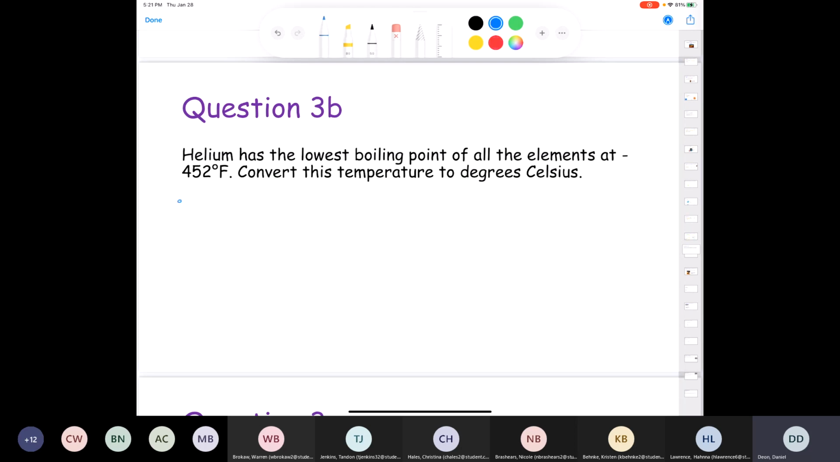We said the formula to convert from Fahrenheit to Celsius was: degrees Celsius is equal to the temperature in Fahrenheit, subtract 32, multiplied by 5/9. So if we punch in some numbers here, we have 452 minus 32, so it's 420, multiplied by 5/9. So we say 452 minus 32 times 5 divided by 9, and we end up with 233 degrees Celsius as our temperature, just like that.